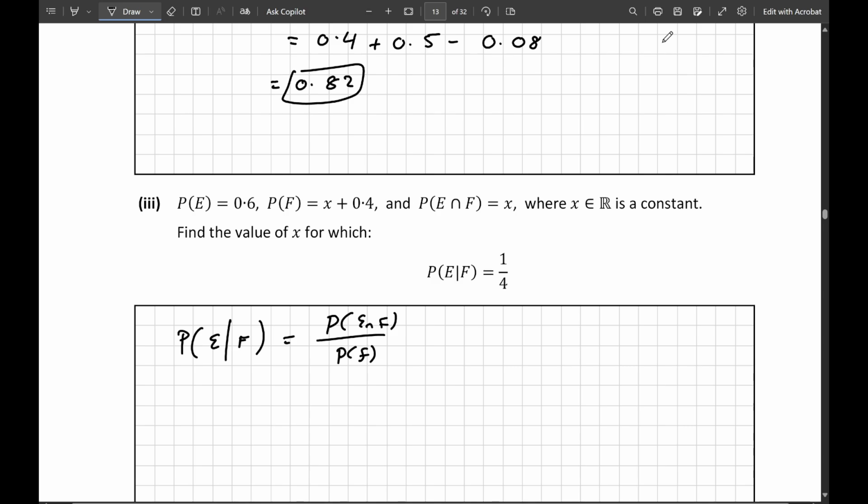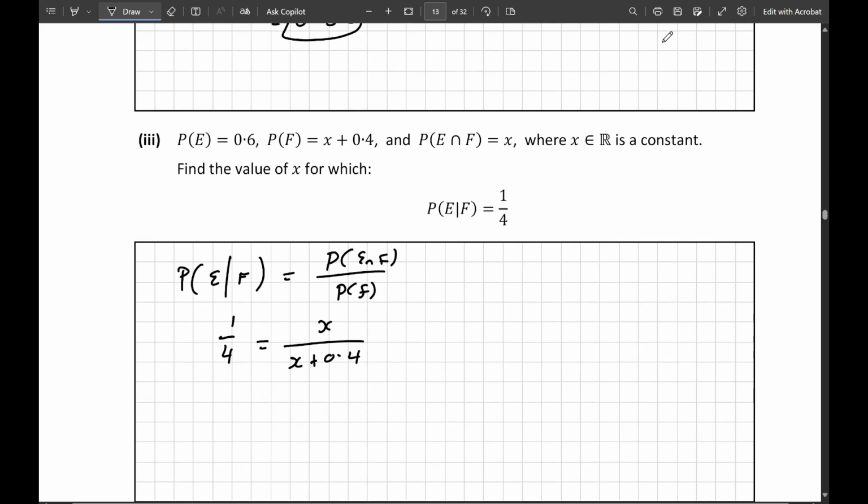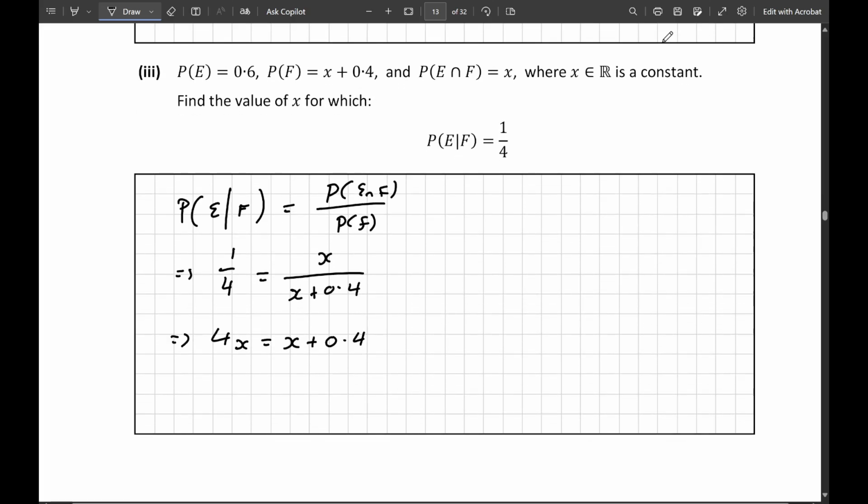So we know that that's a quarter. So 1/4 equals the probability of E intersect F, which is x, all divided by the probability of F, which is just x plus 0.4. So that implies 4x is x plus 0.4. So 0.4 equals 3x, so x is just 0.4 over 3, which is 2 over 15.